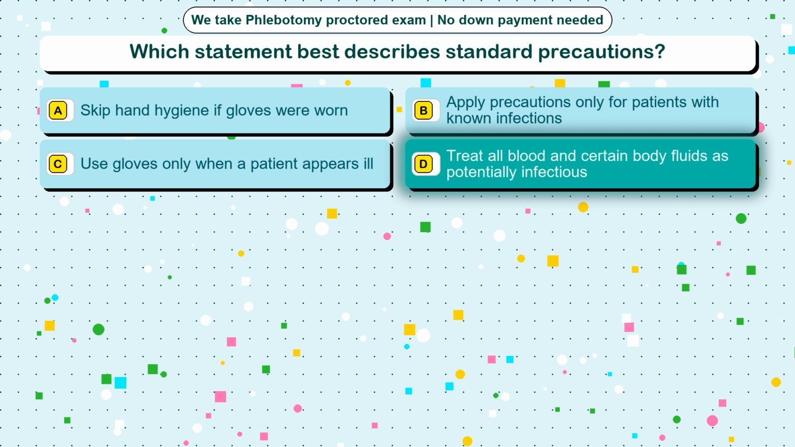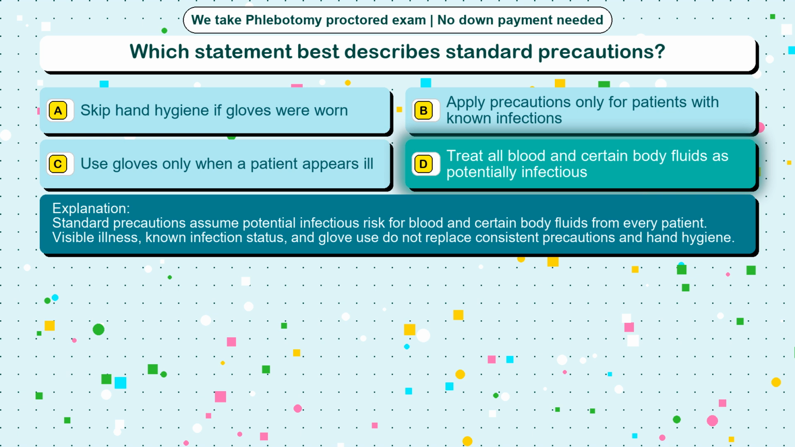The correct answer is option D. Treat all blood and certain body fluids as potentially infectious. Standard precautions assume potential infectious risk for blood and certain body fluids from every patient. Visible illness, known infection status, and glove use do not replace consistent precautions and hand hygiene.